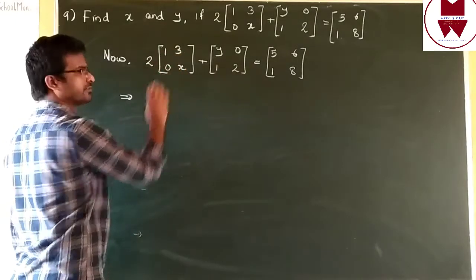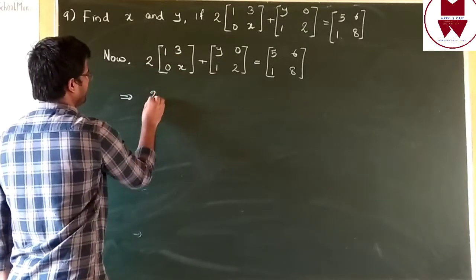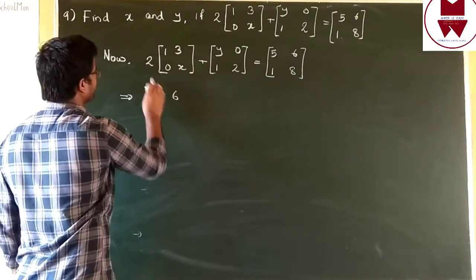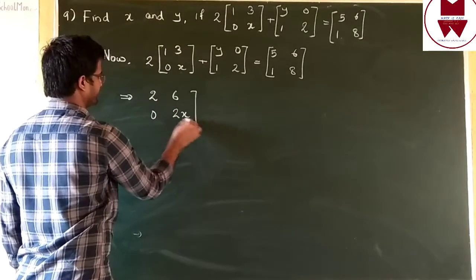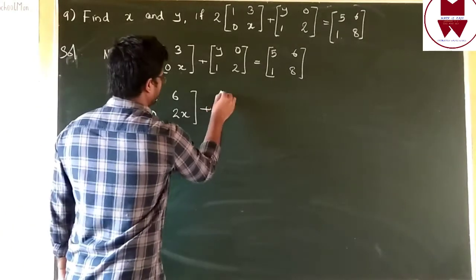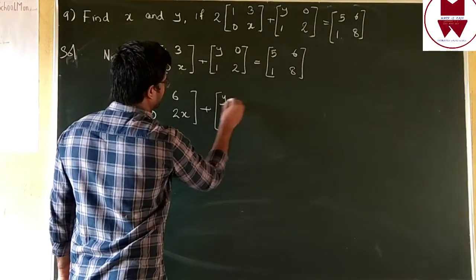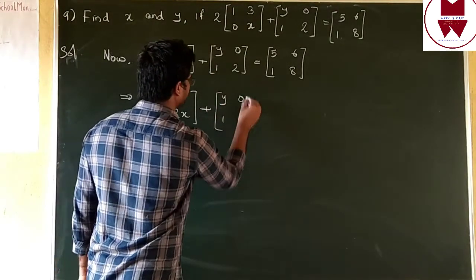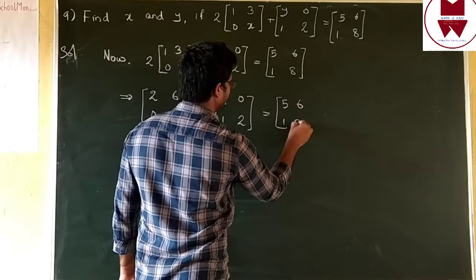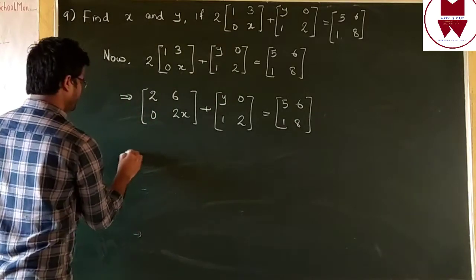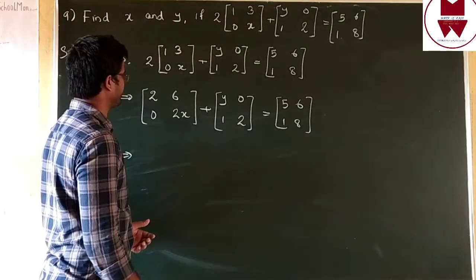Using the 2, just multiply all the elements: 2 into 1, 2; 2 into 3, 6; 2 into 0, 0; 2 into x, 2x. The second matrix we can write the same, no need to do anything: 5, 6, 1, 8. Then on the left side, add corresponding elements, that is 2.